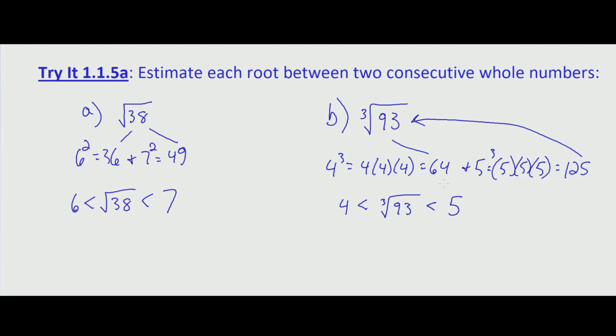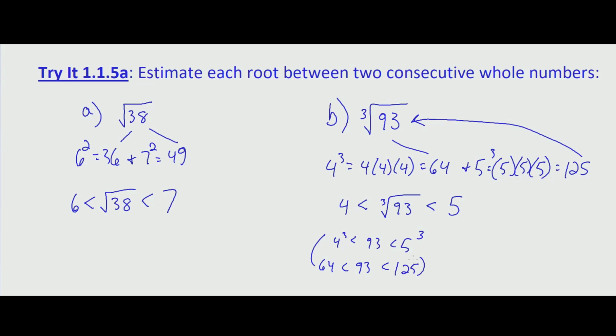And again, that's because 4 cubed is 64, which is less than 93. 5 cubed is 125. So these are the two closest perfect cubes, 64 and 125, to 93, so their cube roots are the closest to the cube root of 93. So in other words, this is because 4 cubed is less than 93, which is less than 5 cubed. Or in other words, 64 is less than 93, which is less than 125.